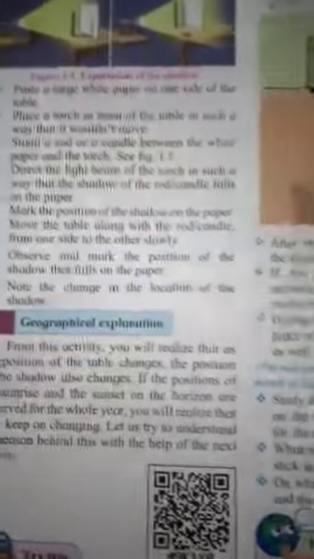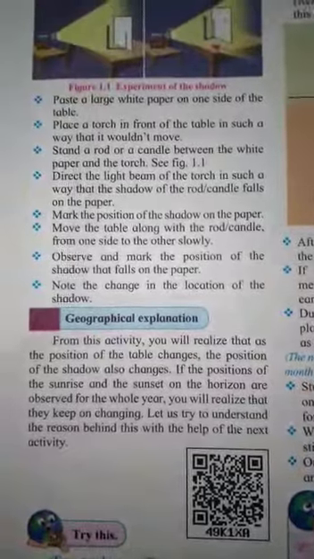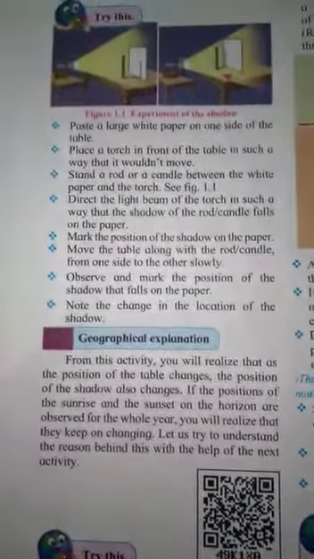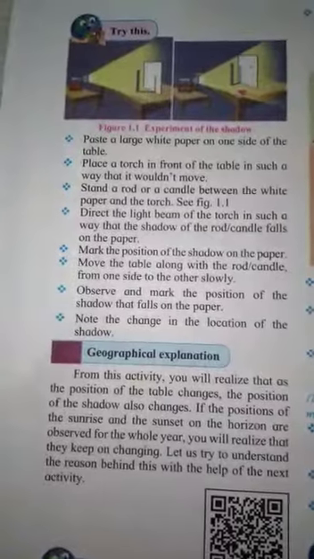What this tells us is that whenever you change the position of the table, the size or the position of the shadow changes. It's similar to our earth. Whenever the earth rotates, the position of the earth changes, so the shadow, or the day and the night, occurs. From this activity, you will realize that as the position of the table changes, the position of the shadow also changes.